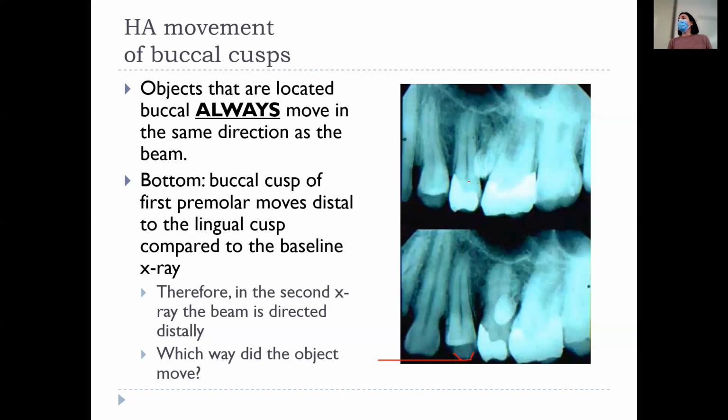So when we look at this first one and we see the buccal cusp here, and then we compare it down here, we can see that the buccal cusp shifted distally. Therefore, in the second X-ray, the beam is directed distally. Because that buccal cusp tilts distally, you know your beam got turned a little bit more in a horizontal angulation going distal. Does that settle well, you guys?